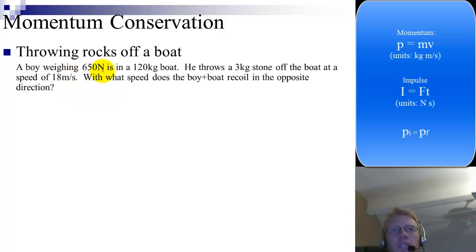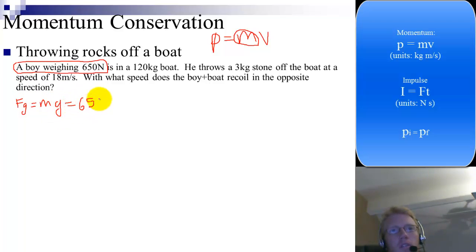A buoy weighing 650 newtons. Okay, so right there, red flag, red flag. Momentum, remember, P equals MV. So what we need to use the momentum equation and conservation of momentum is mass. What it gives us is the weight of the buoy. So it's giving us the force of gravity, which is MG equals 650 newtons for the buoy, okay? That's not the buoy's mass.